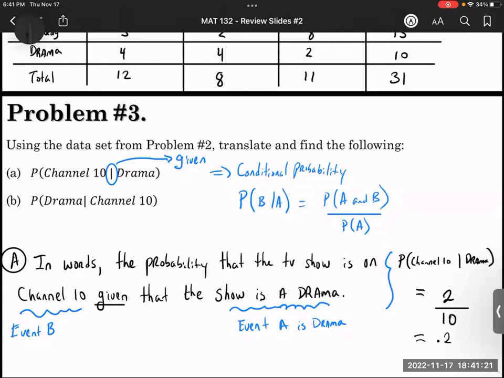Any questions with part A? I have a question. So isn't it basically just when they intersect? When they intersect is what will go on the top. Yes. First event on the bottom, but whatever intersects, the intersection, goes on the top. That is correct.